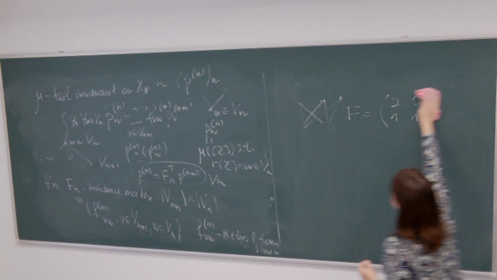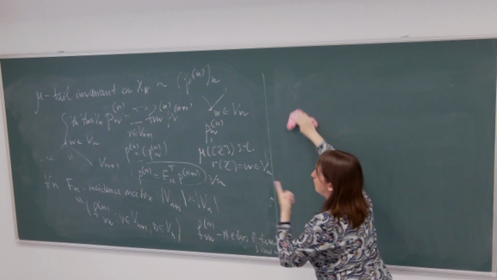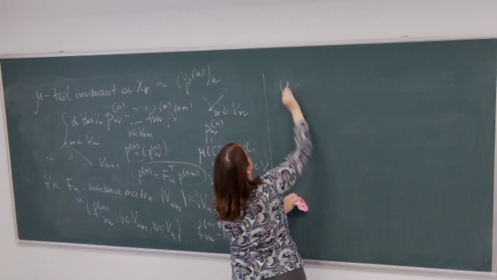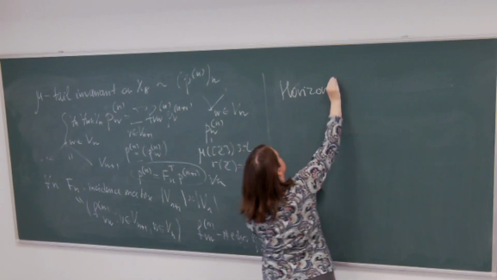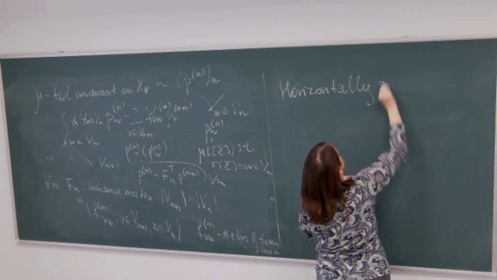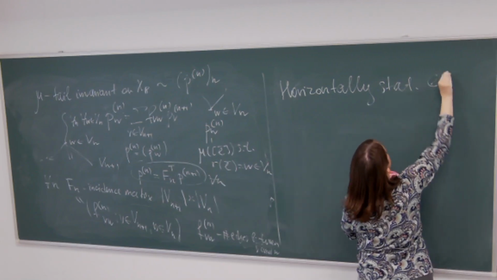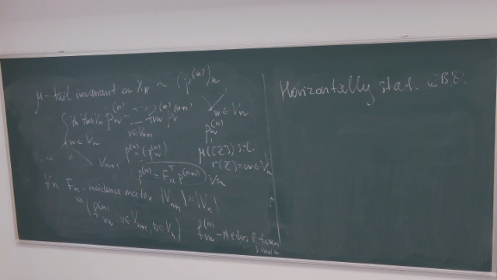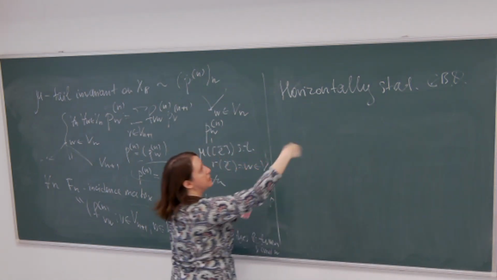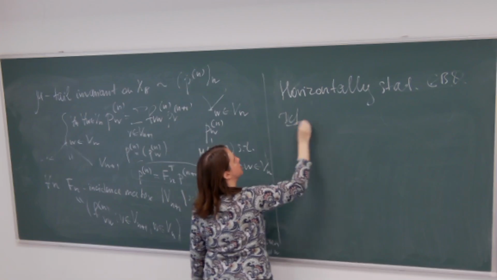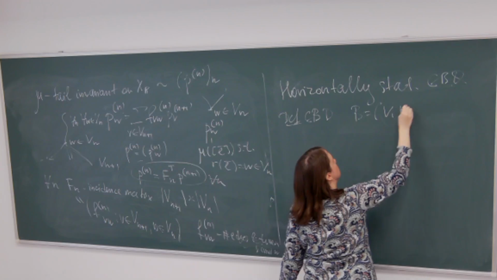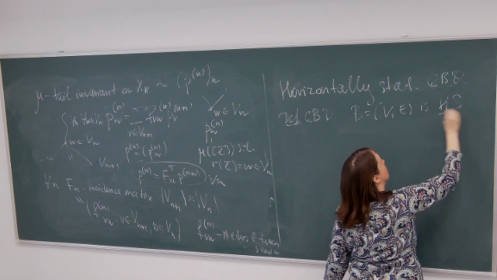So now maybe let us pass to the topic of the talk, the horizontally stationary diagrams. So what is a horizontally stationary generalized Bratteli diagram? This is a new type of diagram. They don't appear in the case of standard Bratteli diagrams. So we say that a generalized Bratteli diagram is horizontally stationary. Let's abbreviate it like this.